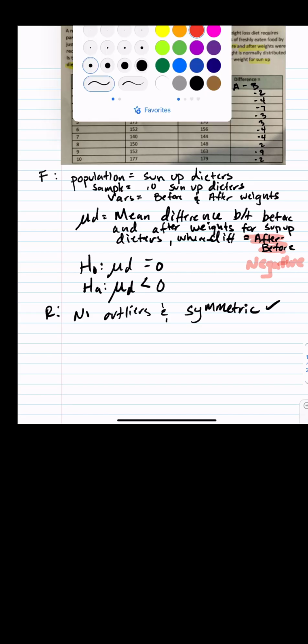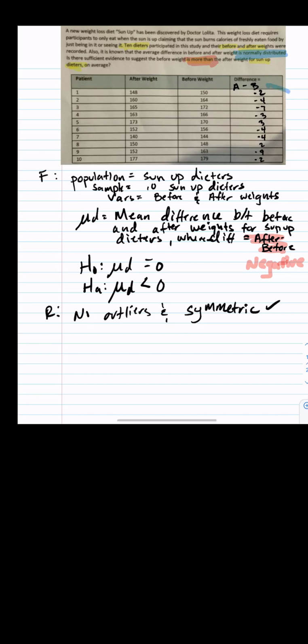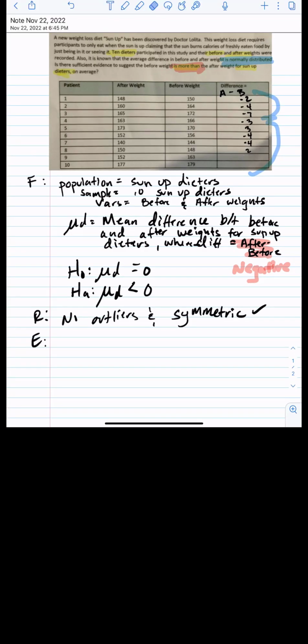Now, when we get to the R, where we're reviewing conditions, we can see that there are no outliers and it's symmetric. And we didn't do this perfectly because I'm just looking at the raw data, but I expect that that's an appropriate thought process, especially given that we're told that the data is normally distributed.